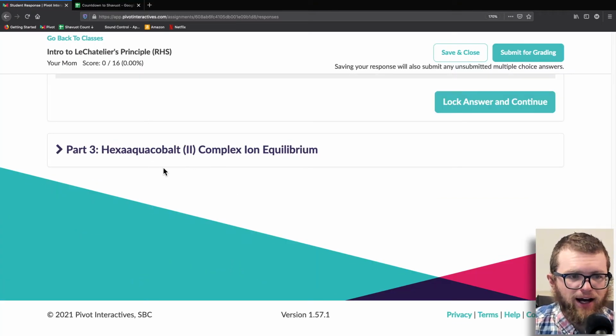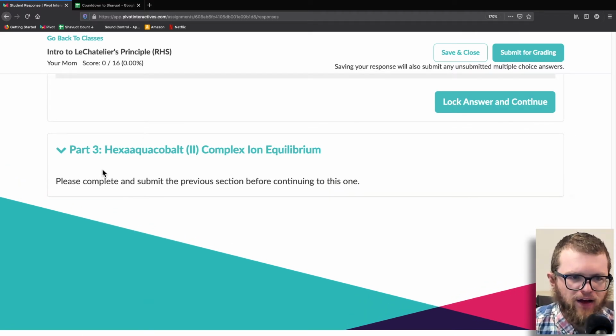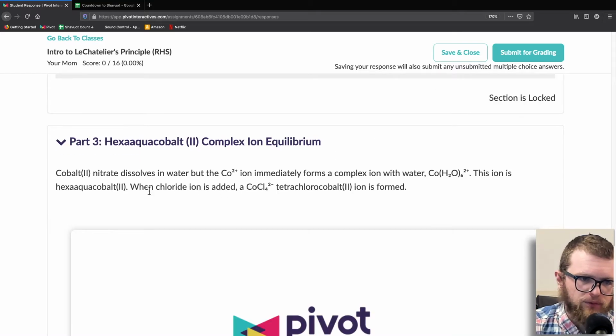Do please answer, so it won't let us get on to the hexaaquacobalt-2 complex ion equilibrium until we have finished the previous section. So make sure you've answered all the questions before you hit lock and continue.